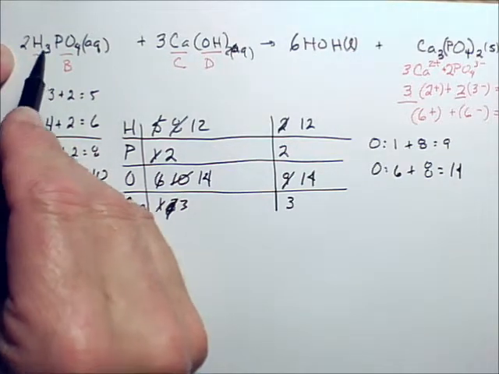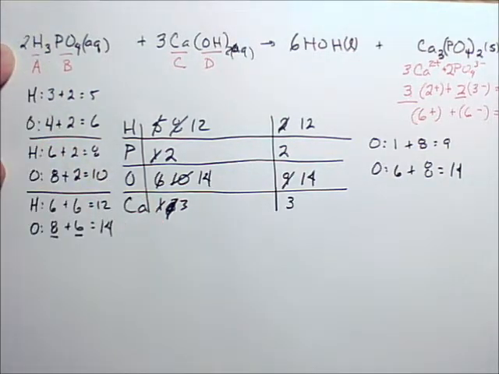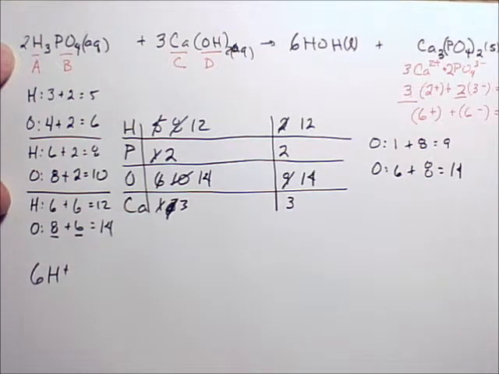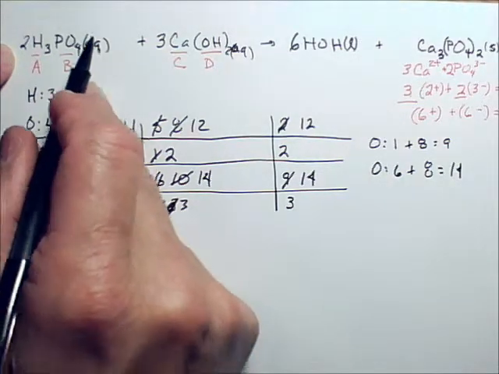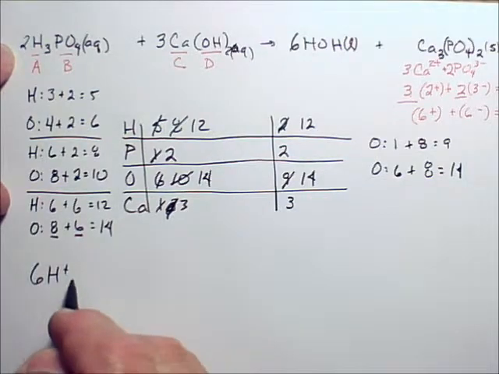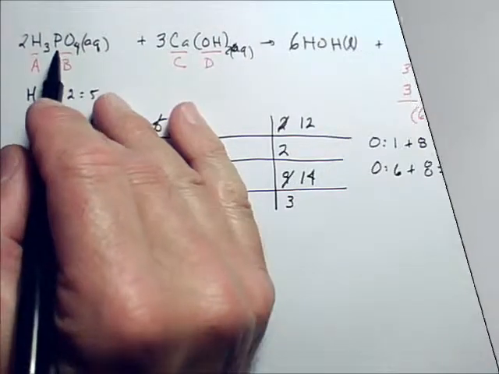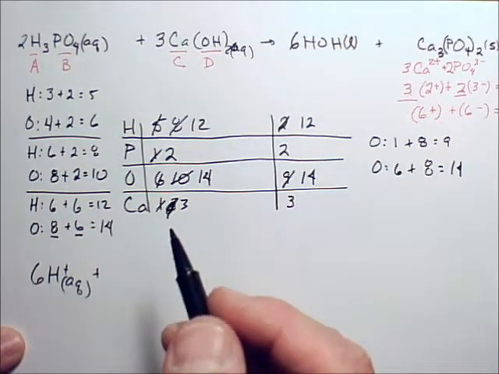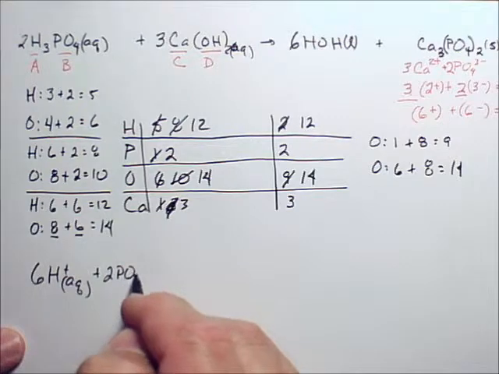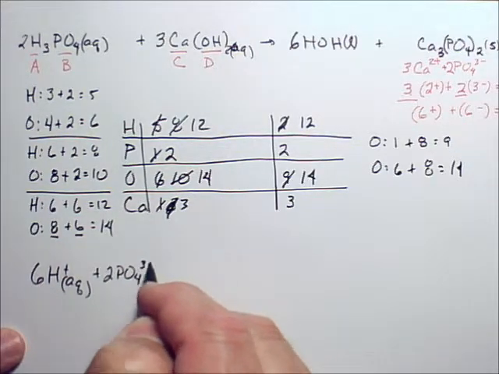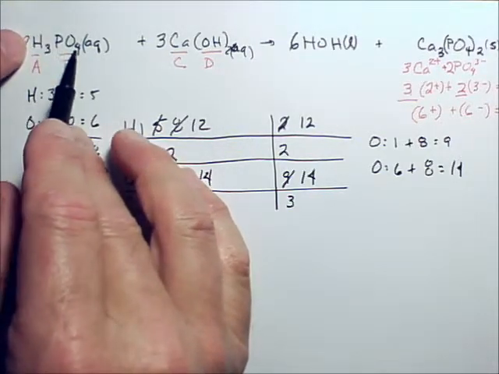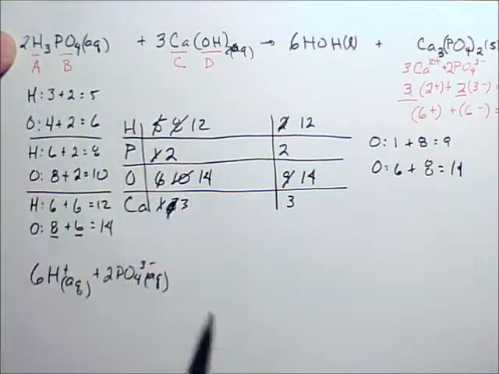How many hydrogen ions am I going to have? 6. So I'll write 6 hydrogen ions. And since the whole species is aqueous, that hydrogen ion is going to be aqueous. How many phosphates am I going to have? 4. Oh, wait a minute. 2 phosphates. There's only 1 phosphate in the formula and a coefficient of 2 out in front, so there's 2 phosphates.